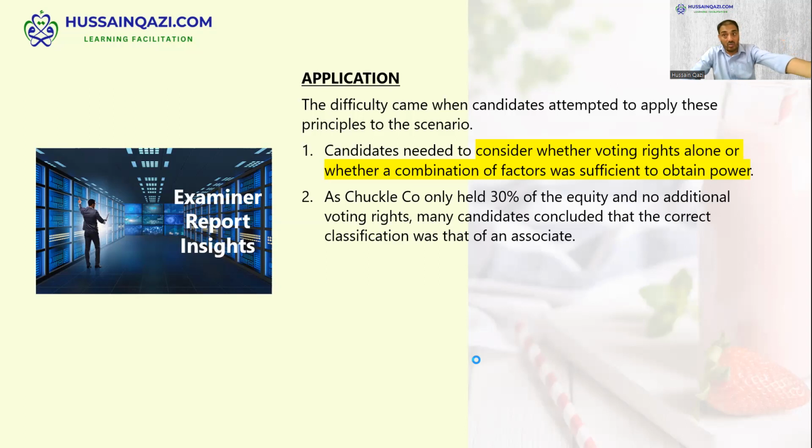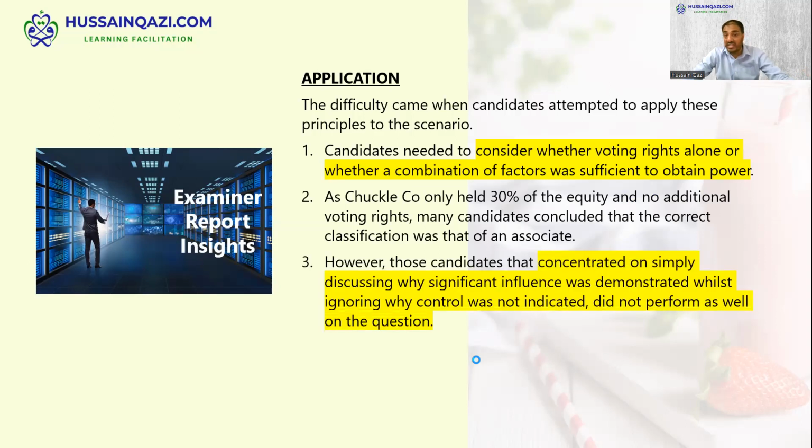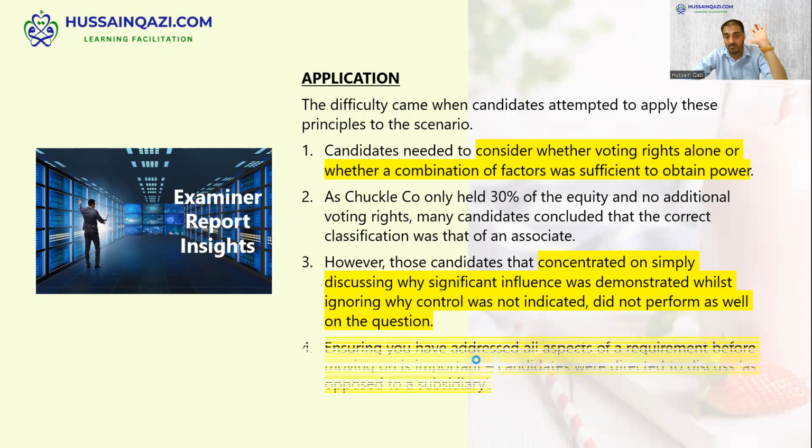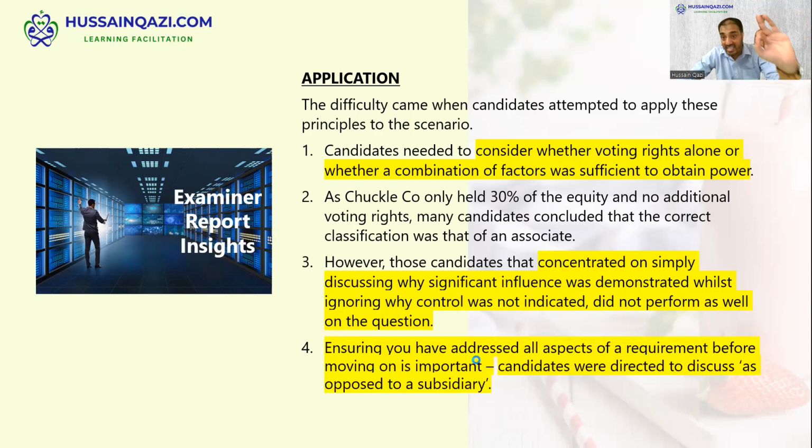That is, Chuckle is not able to control the decisions or influence the decisions. That's a factor. However, those candidates that concentrated on simply discussing why significant influence was demonstrated, while ignoring why control was not indicated, did not perform as well on the question. So understanding the requirement and the marking scheme of the requirement is very important. Ensuring you have addressed all aspects of the requirement before moving on is important. This is the examiner report, it's not my wording. Candidates were directed to discuss associate as opposed to a subsidiary.